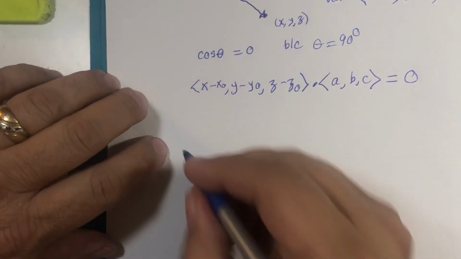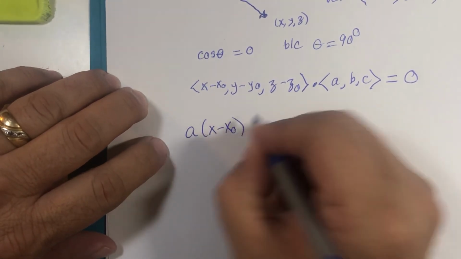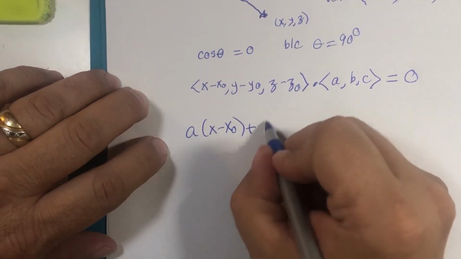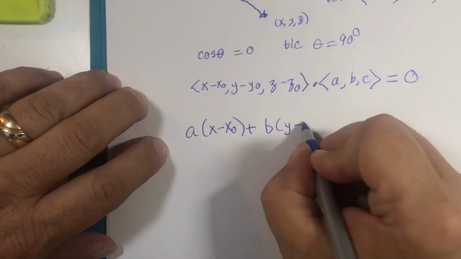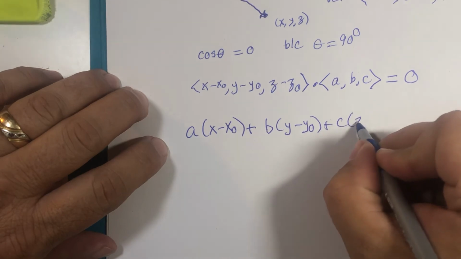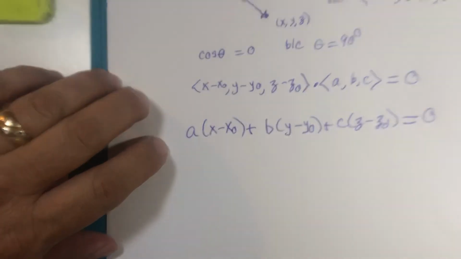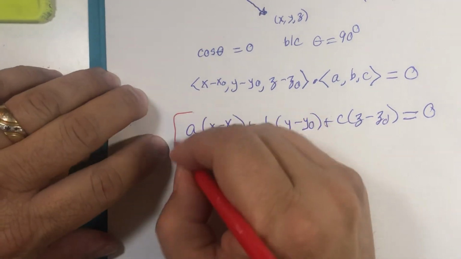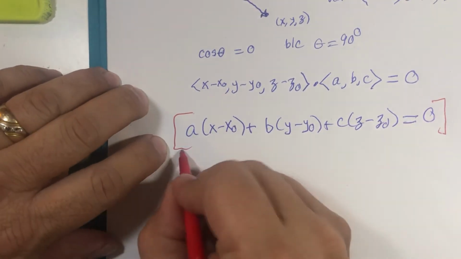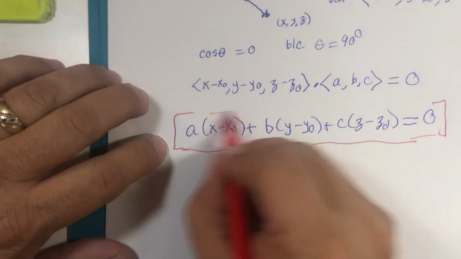So we have A times (x minus x0) plus B times (y minus y0) plus C times (z minus z0) equals 0. This is an expanded dot product. And this, my students, is our equation of the plane.